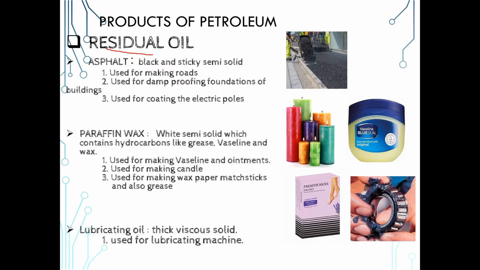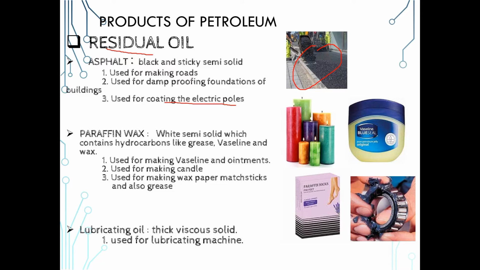What is asphalt? That is a black and sticky cement oil. It is used for making roads, and for making damp proof foundations of buildings. It is also used for coating electric poles. Next we have paraffin wax.